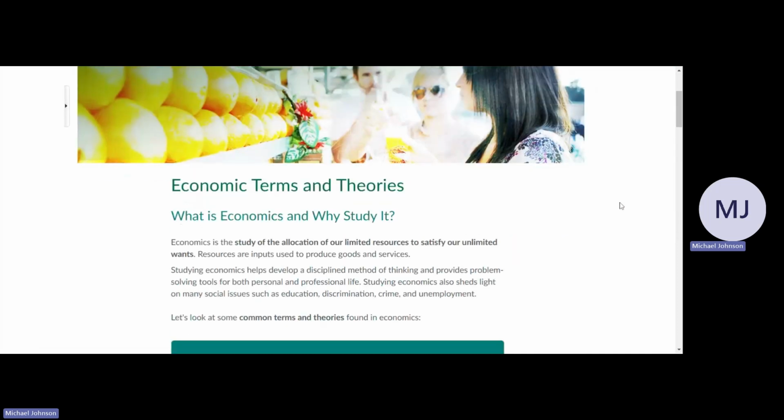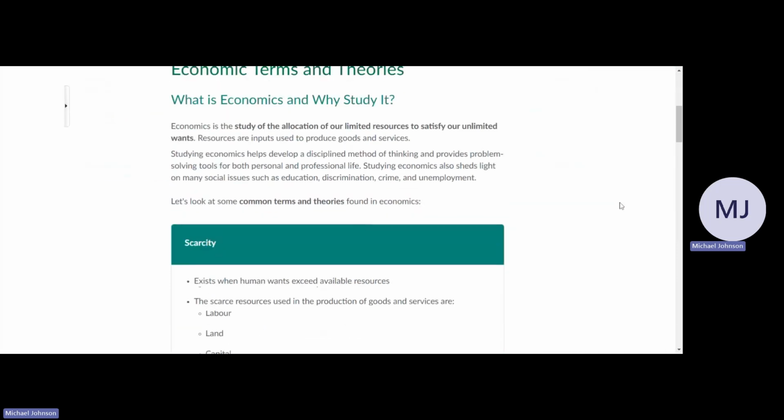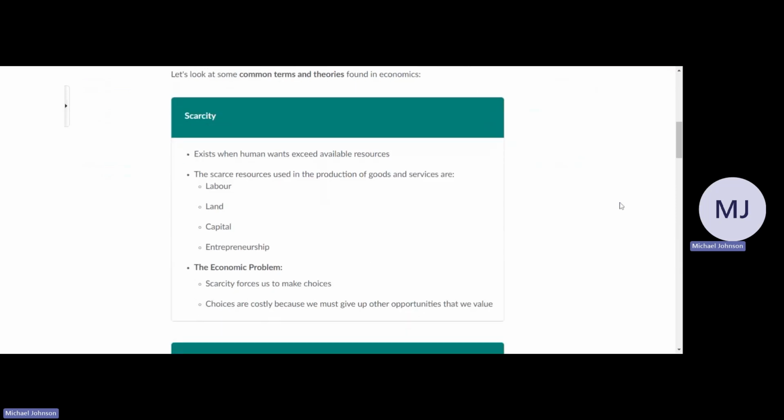So to be successful in this course, I recommend doing the MindTap exercises and doing the textbook questions. That's key to being successful in this course. And all of the assessments in the Ontario Learn portal are very important also.